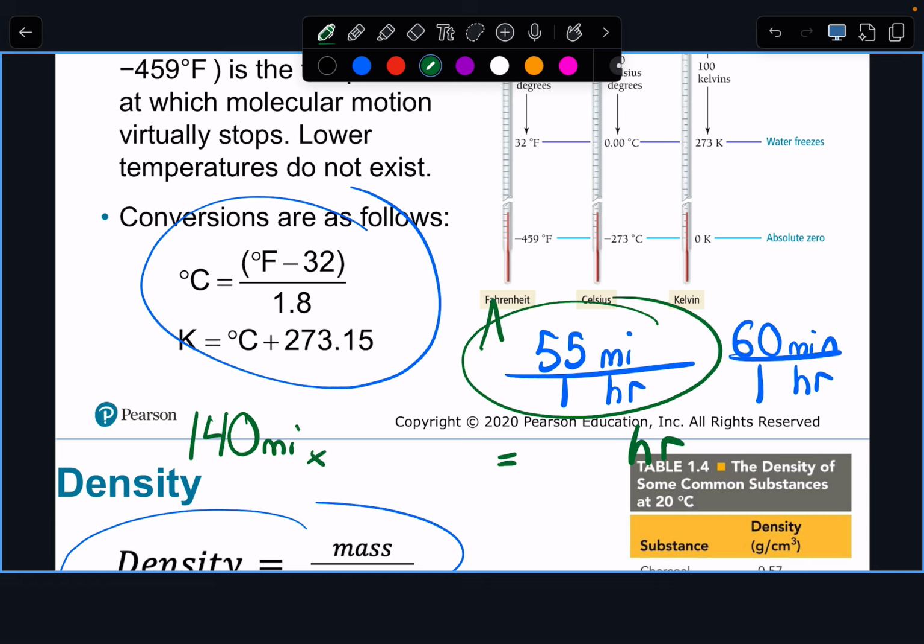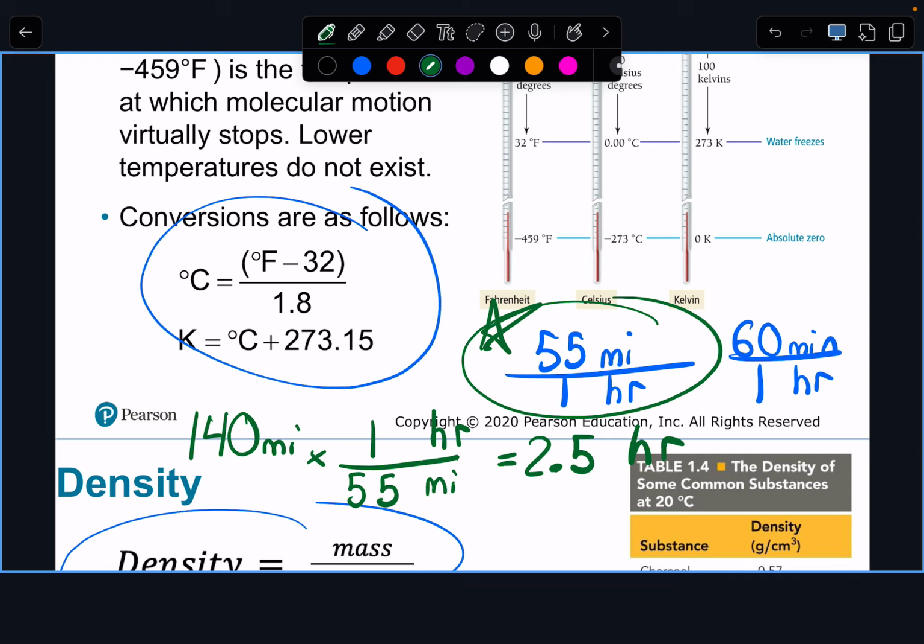So we're going to use this speed that we're driving as a conversion factor. Miles goes on the bottom because that's the thing we're trying to get rid of. Hours goes on the top because that's the thing we want. And then we're going to make sure to keep the number with the correct unit. So 55 miles on the bottom, 1 hour on the top. So that comes out to 2.5 hours that it's going to take for that trip.